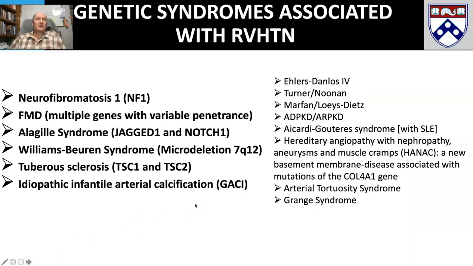So there are a number of genetic syndromes associated with renovascular hypertension, neurofibromatosis being one of them, FMD being another. We know there are multiple genes, as I'm sure you're aware. There's Alagille syndrome, Williams syndrome, tuberous sclerosis, and idiopathic arterial calcification. Those are the ones that we see most often. There are others, and I've listed those on the right-hand side, and I'm sure that over time we will find other genetic causes.